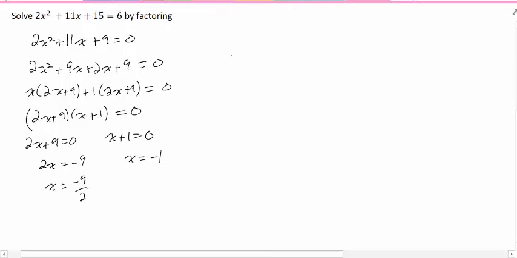Now I said that we'd talk about why we need to have 0 on one side. So let's see what happens if we don't do that. We don't get 0 on one side first and just start factoring right away. So two numbers that multiply to 30 and add to 11 are 5 and 6. So I'll decompose the 11x into plus 5x plus 6x.